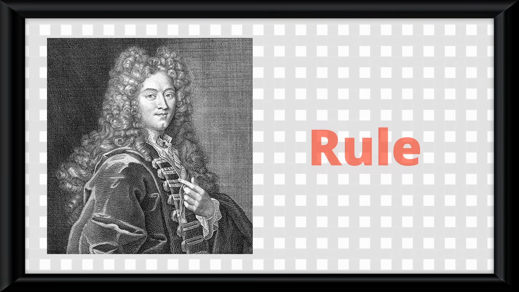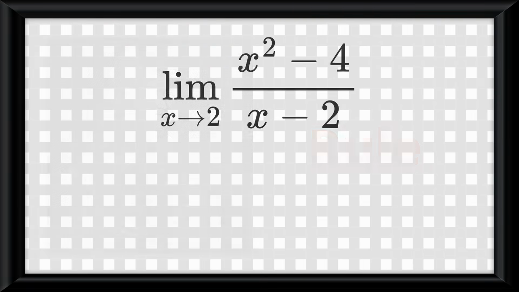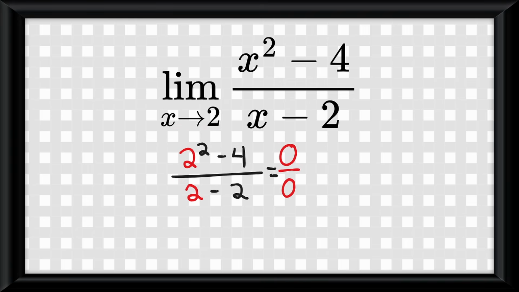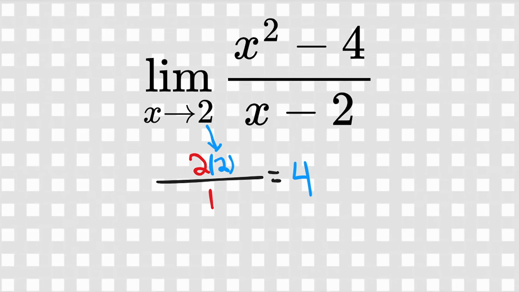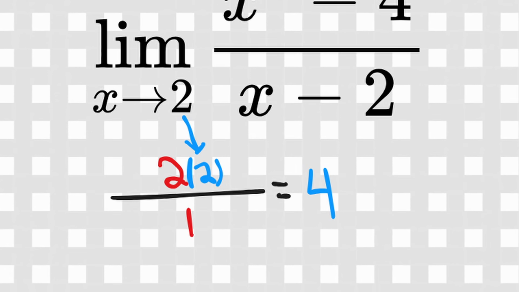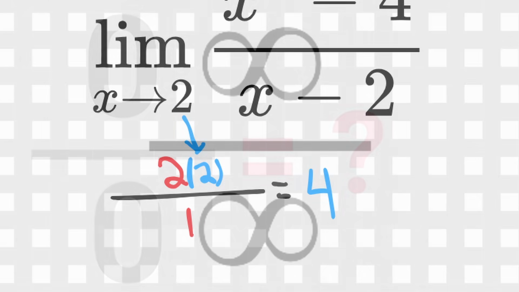Hospital over here created a rule to evaluate limits. Essentially, if you've done direct substitution on a limit and it evaluates to 0 over 0 or infinity over infinity, then and only then, you can basically take the derivatives of the numerator and denominator and solve them to get your answer. Remember, this can only be used if the limit evaluates to 0 over 0 or infinity over infinity.